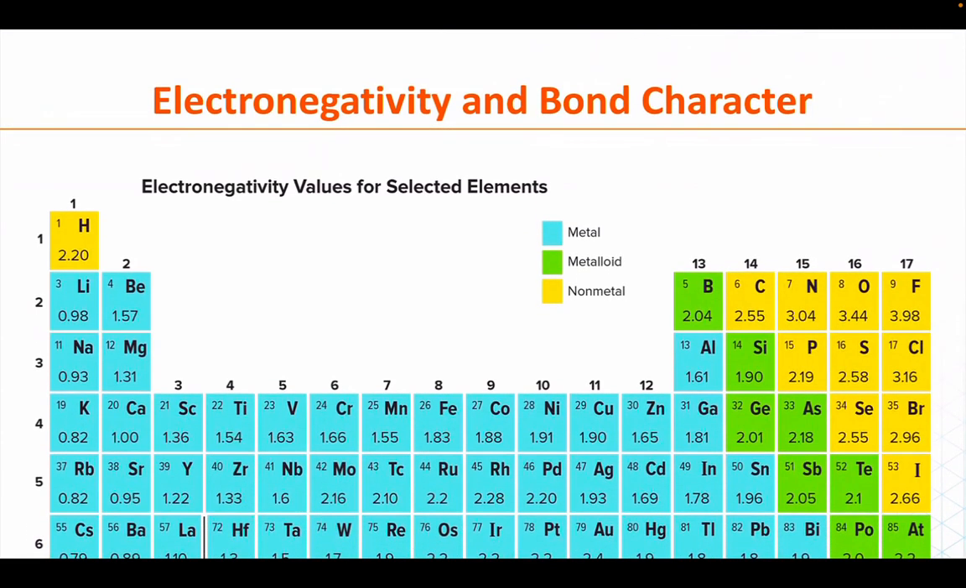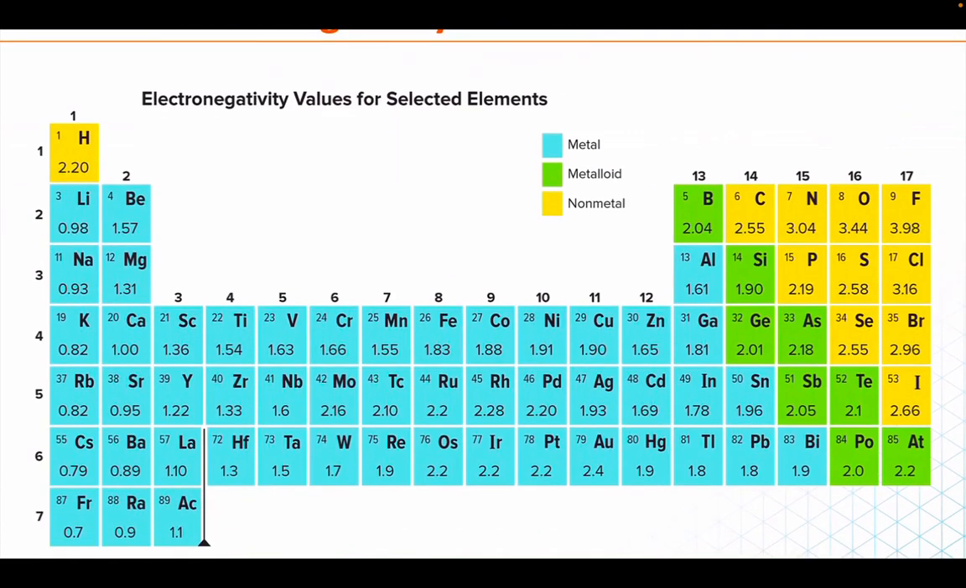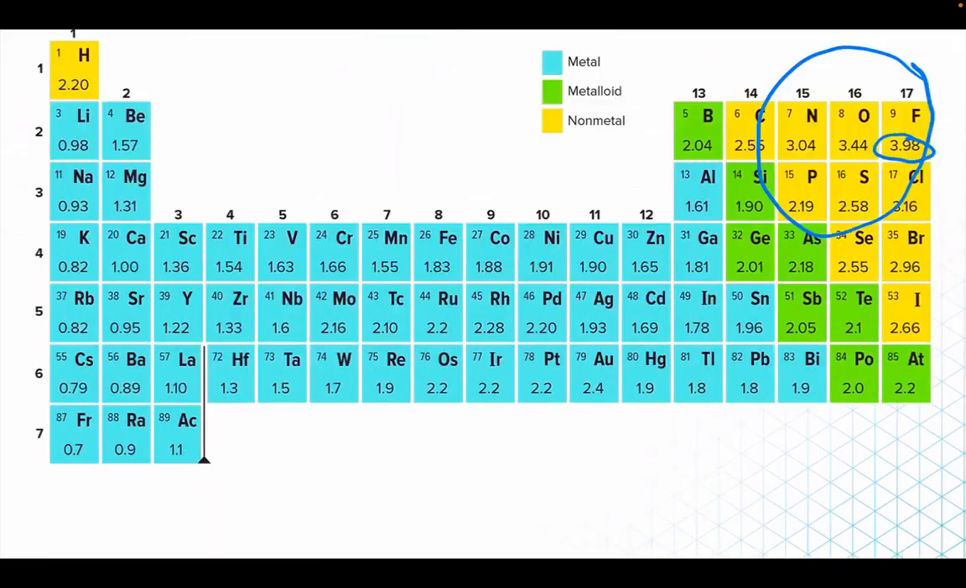The electronegativity values are on our periodic table. This one isn't ours, but you can see sometimes they're a little different. Like ours, I think this is 4.0, but the larger electronegativities are going to be over here with the nonmetals.